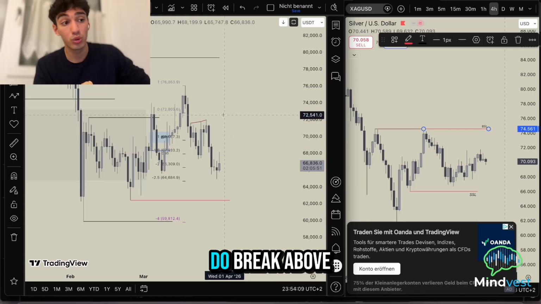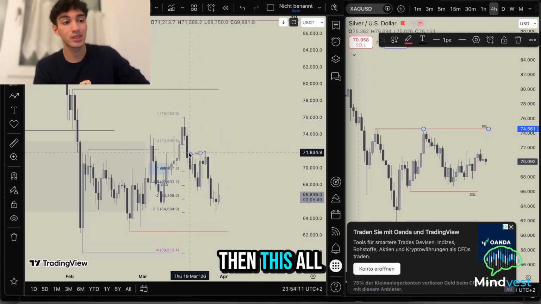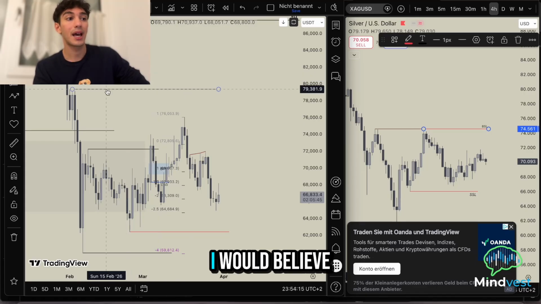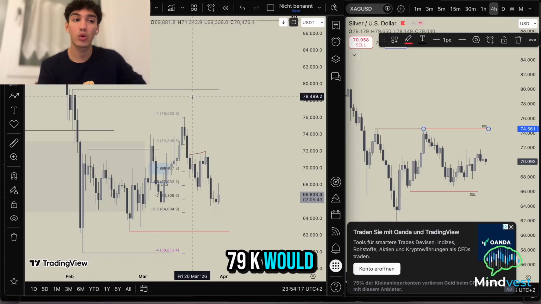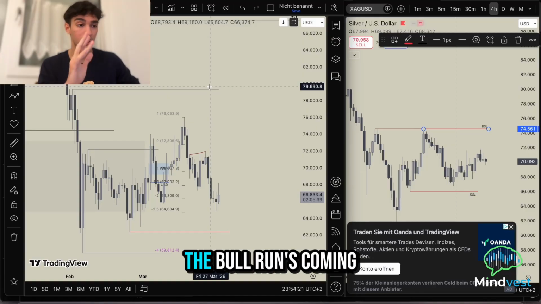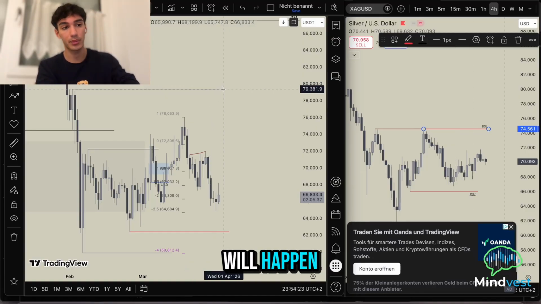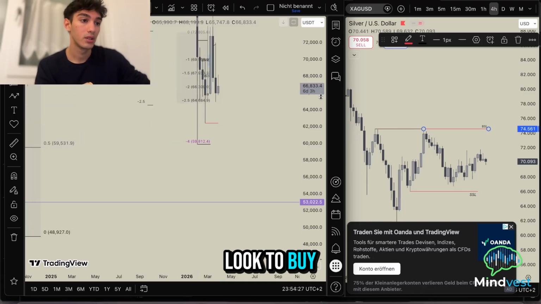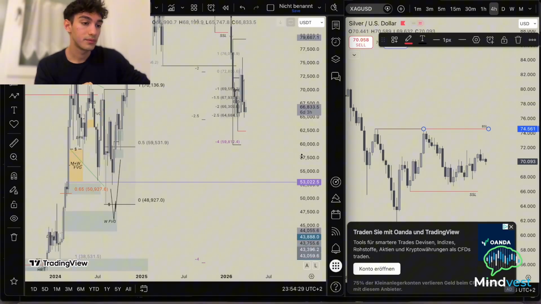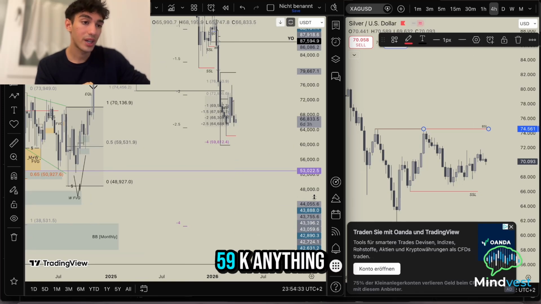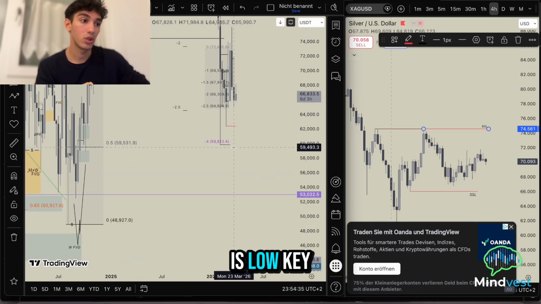Now the thing is, if we do break above here, then all this move was just consolidation. Since we had no SMT at this high, I would believe 79K would get hit, and people would think that the low is in, the bull run's coming, and that's where the fake out will happen, and then they will dump to 59K, and that's when I would look to buy. Okay, yeah. Anything below 59K, anything below this low is low key a buy.